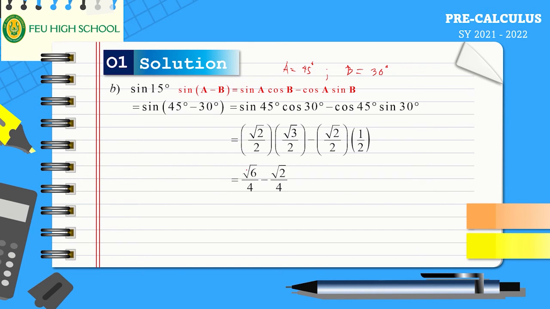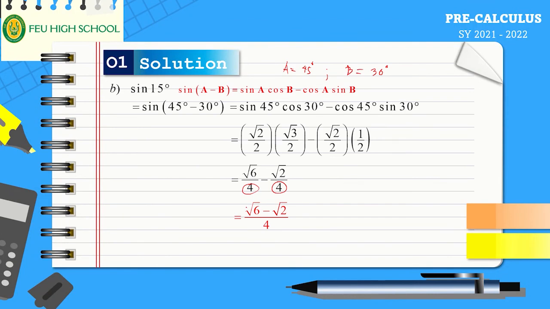Square root of 2 times square root of 3 is square root of 6. 2 times 2 is 4. Square root of 2 times 1 is square root of 2. And 2 times 2 is also 4. Then they have a common denominator 4. So following the rules in subtracting fractions, we copy the common denominator and then we subtract the numerators. So ito yung final answer natin.